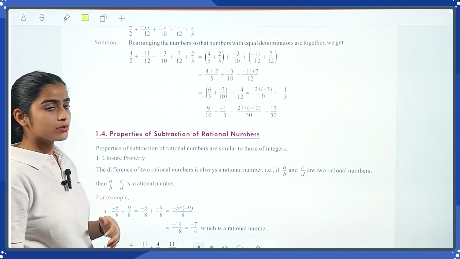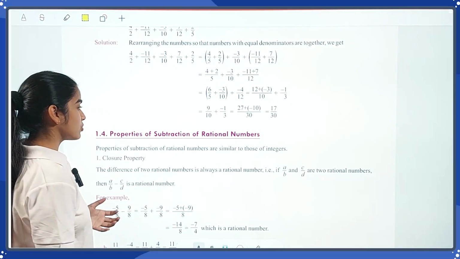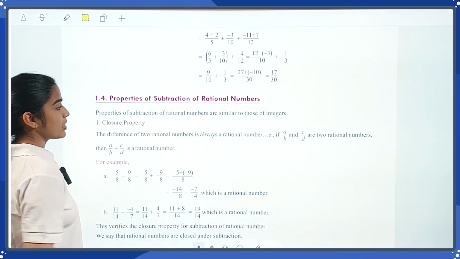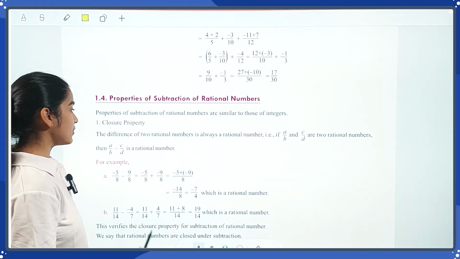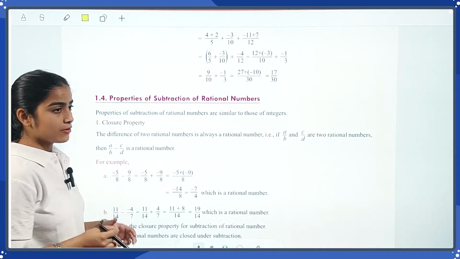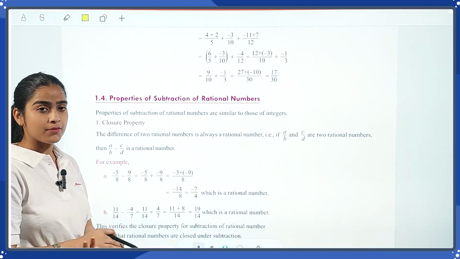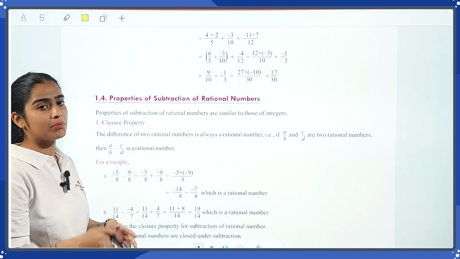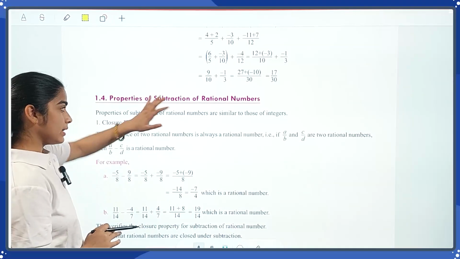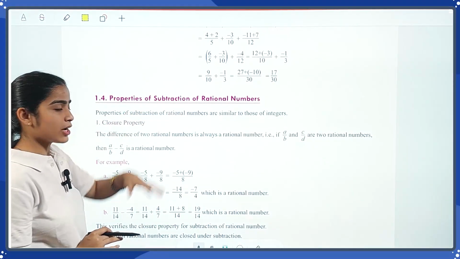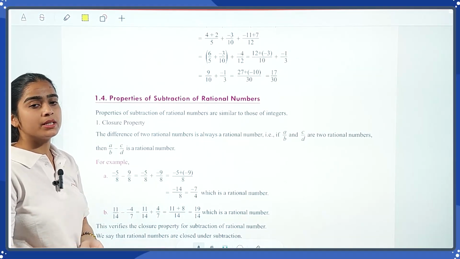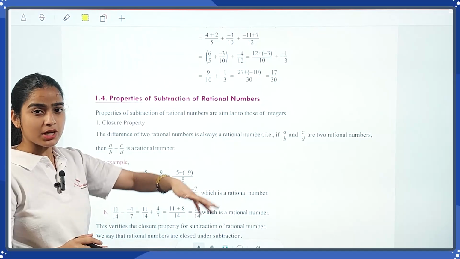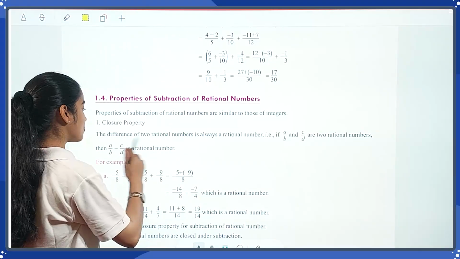Now we have to understand the properties of subtraction of rational numbers. The first one, properties of subtraction of rational numbers are similar to those of integers. So similarly, for addition properties, those properties which we are applying over the integers, the same property we are applying on rational numbers as well. The properties for integers we have in the subtraction portion, the same we have for rational numbers.